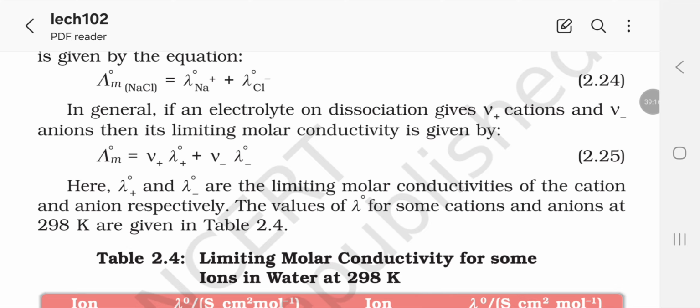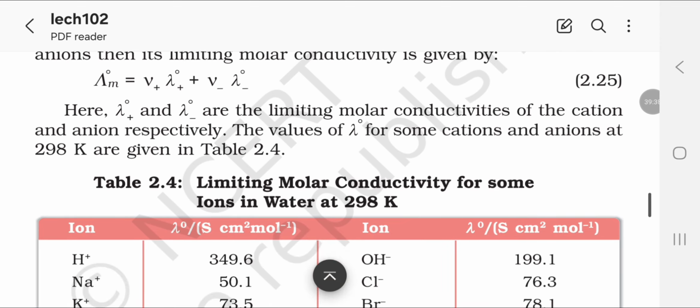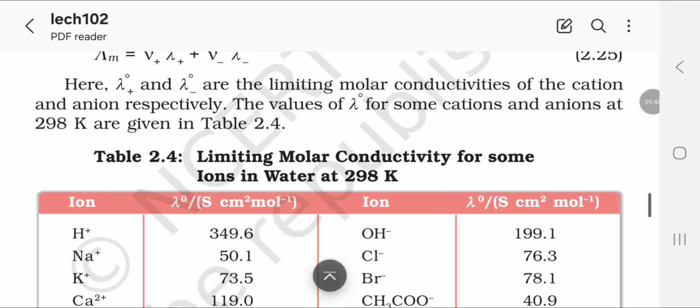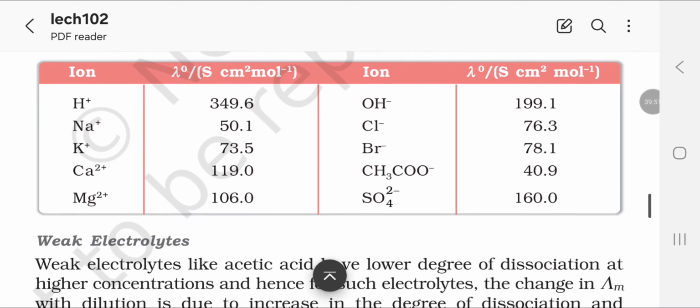In general, if an electrolyte on dissociation gives nu positive cations and nu negative anions, then its limiting molar conductivity is given by lambda naught is equal to nu positive lambda positive naught plus nu negative lambda negative naught. Here lambda positive naught and lambda negative naught are the limiting molar conductivities of the cation and anion respectively, and the values of lambda naught for some cations and anions at 298 Kelvin are given in table 2.4.